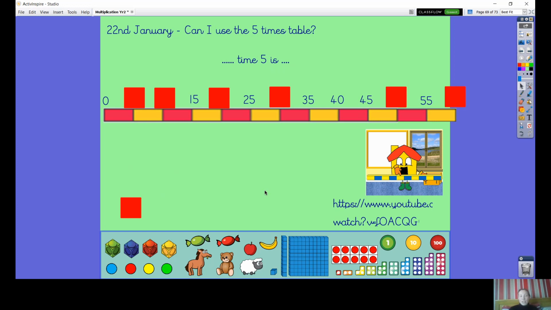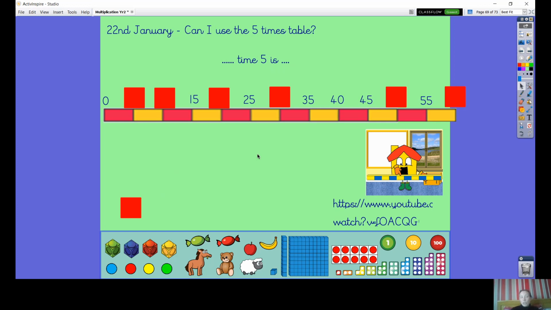Brilliant. Now you've practiced with some hidden numbers. Let's jump around and see if we can remember. 2 times 5 is 10. 6 times 5 is 30. 10 times 5 is 50. 8 times 5 is 40. 5 times 5 is 25.